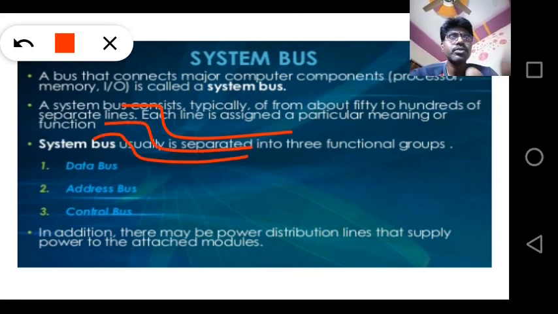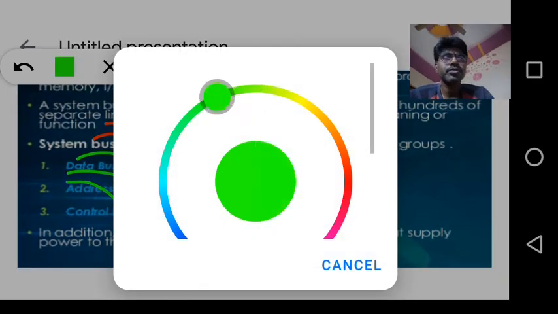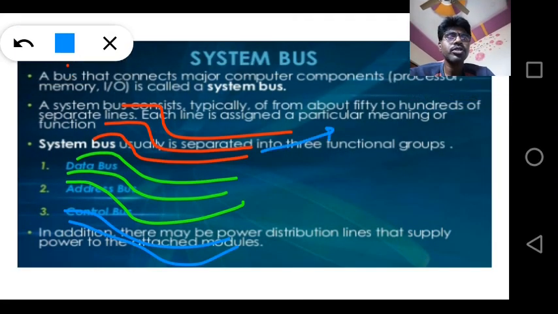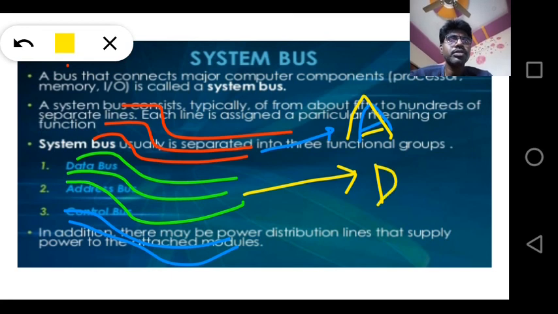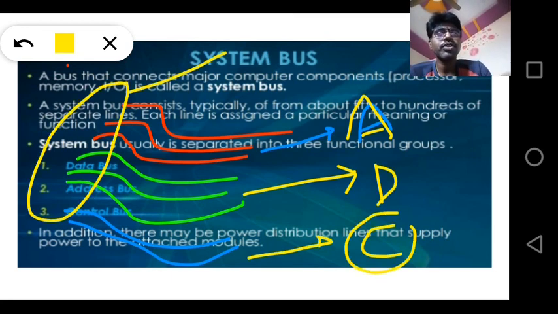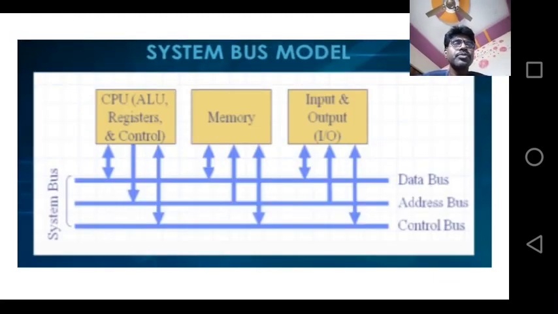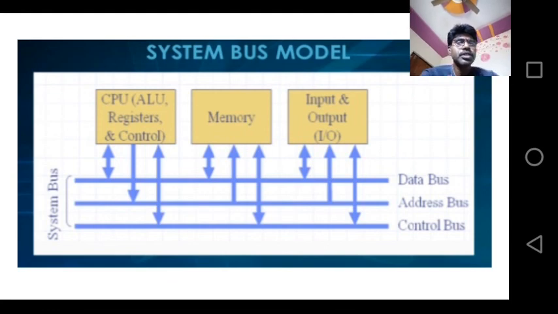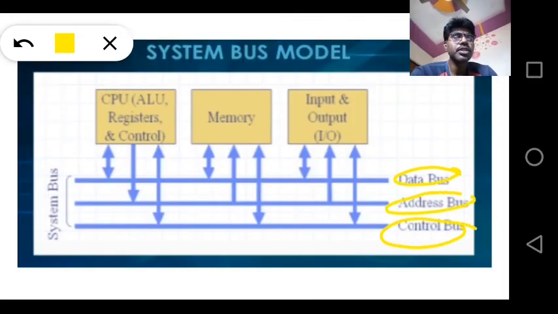If these are all lines, let's assume this is called the address bus, this is called the data bus, and this is called the control bus. All together we call it a system bus, but they are grouped according to the function they do. So this is a system bus module. In the system bus module, the CPU registers and control, the memory and the IO interfaces are all communicating by utilizing the data bus, address bus and control bus.